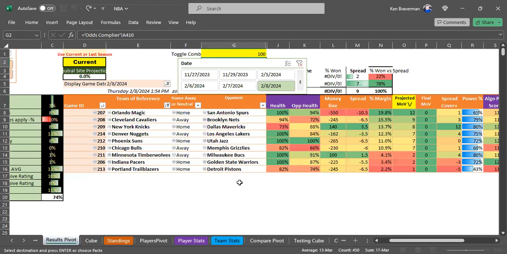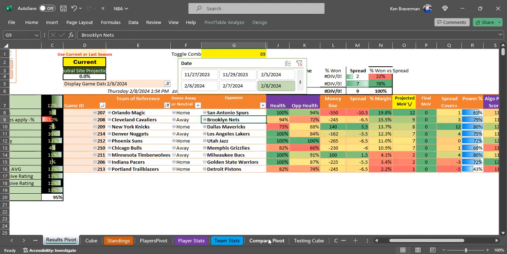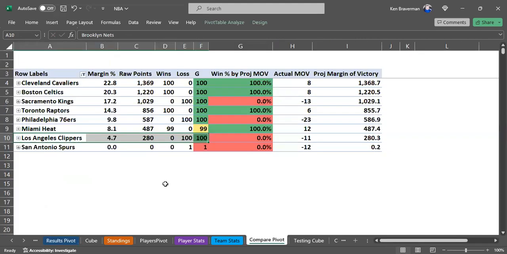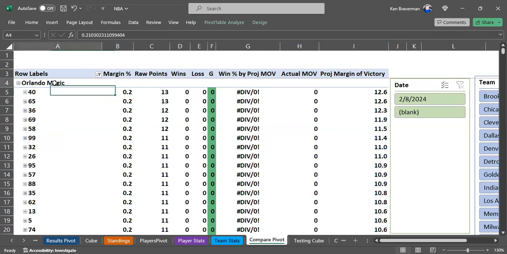So that runs the 100 combinations. It leaves us at combo 100, which is not combo number 69. So this is a different look right here. We'll go back to 69 because that's what we were originally looking at. And now we go into the compare pivot sheet, and you refresh the compare pivot sheet. When you do that, you're going to get today's games and today's look, and you can start collapsing it by team to get average margin and average raw points.